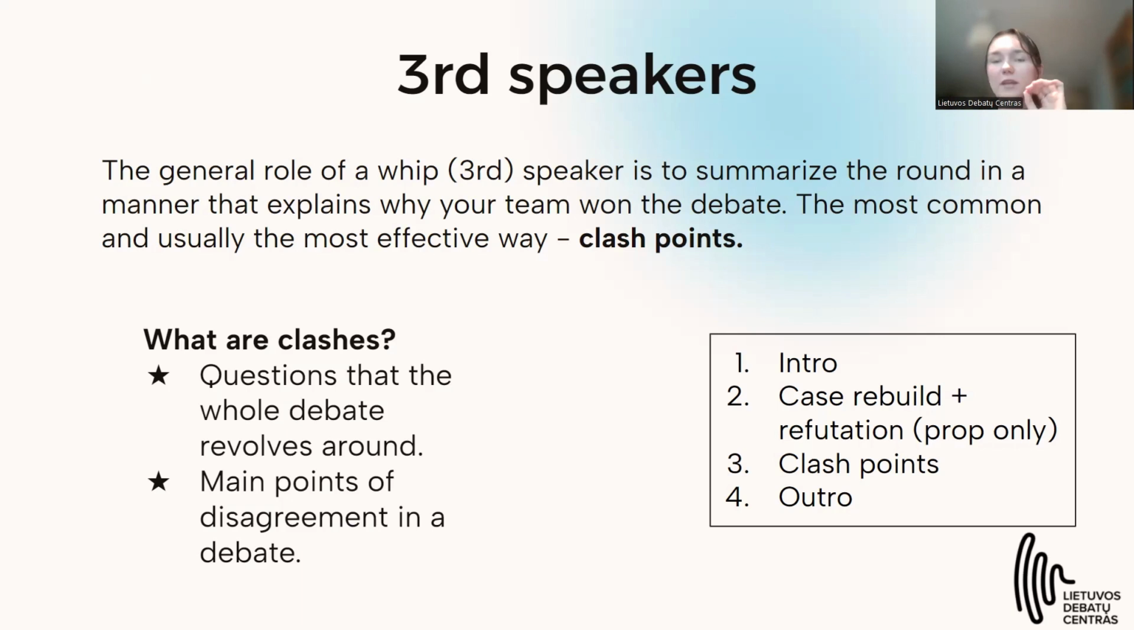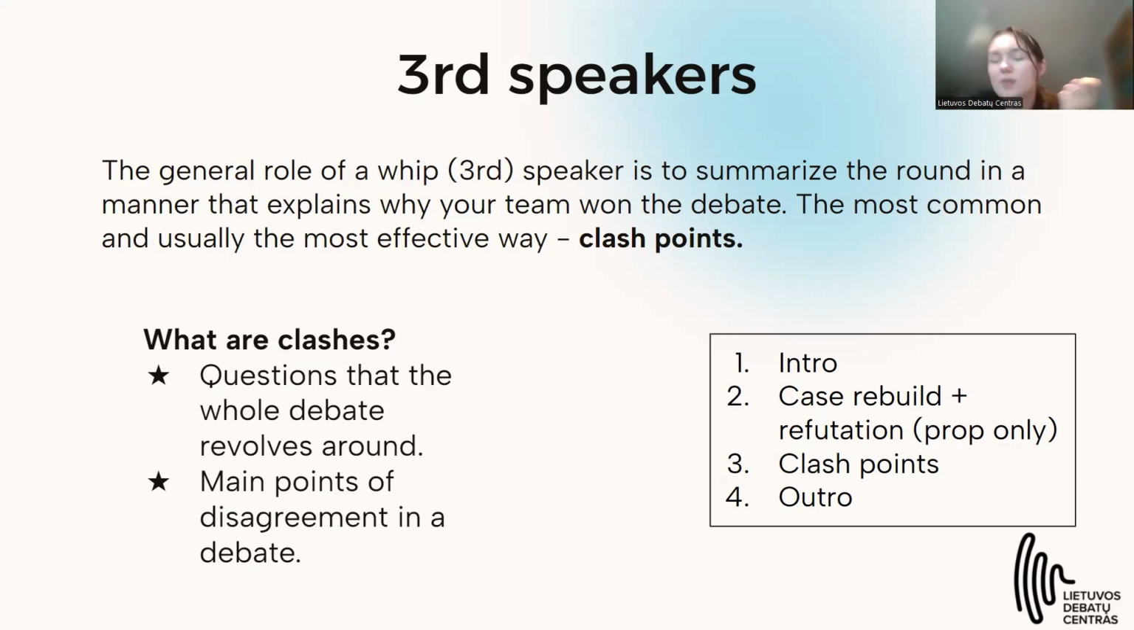The very important point here is that third speakers can only summarize the debate, right? They cannot bring in new information. They cannot bring in new substantive material. What they can do, right, is provide new examples or new ways to approach the argument, but there cannot be completely new information that has not been addressed before. So essentially, third opposition speakers do not really have anything to refute, only the third proposition speakers. Then you're probably going to move on to your clash points and have an outro.